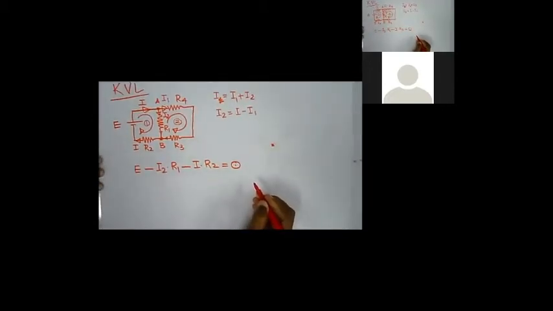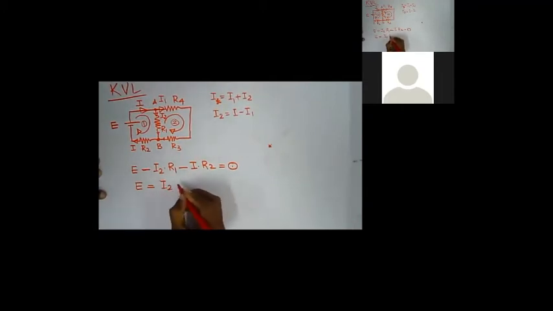This is what Kirchhoff's voltage law states. Or in simple words, I could write it as E equals, bringing this to the other side, I2 into R1 plus I into R2. Meanwhile, I can again apply Kirchhoff's voltage law in this loop 2 as well, right?